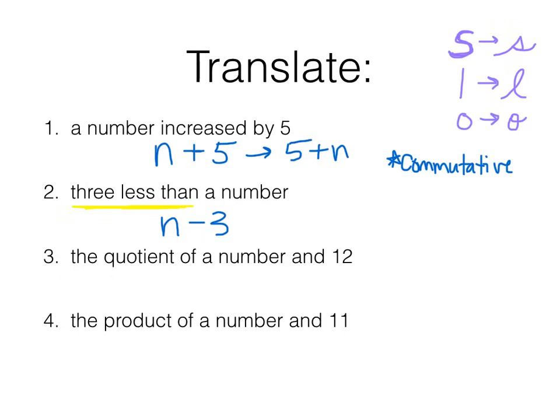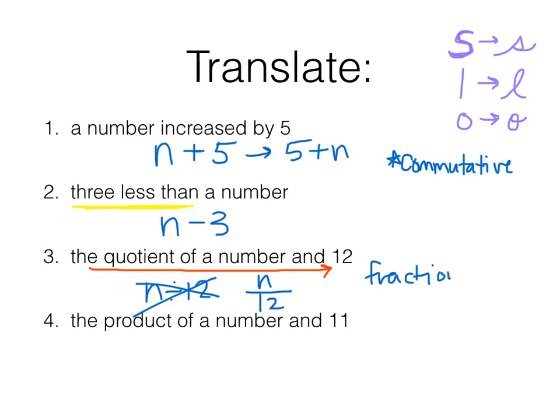Next one, the quotient of a number and 12. That is one that goes straight through from left to right. The quotient of a number and 12 is the number divided by 12. But I don't want to see that. I want to see the number divided by 12. I want to see the fraction bar for division. I want to see the fraction bar for division, please.